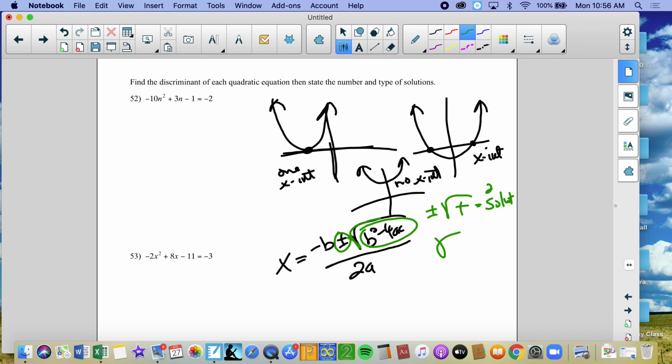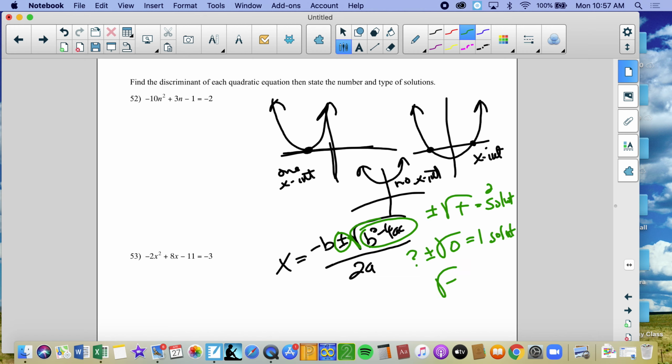If my square root is 0, well, the square root of 0 is 0, so we're going to get plus or minus 0. So it's going to be whatever that value is plus 0, and this value minus 0. And so that's going to be the same value. If you have 7 plus 0 and 7 minus 0, so we only get one solution when b squared minus 4ac is equal to 0.